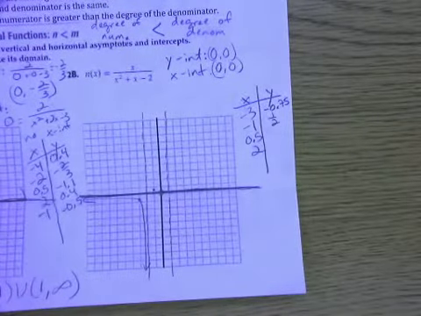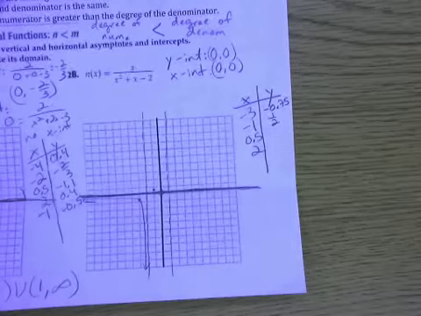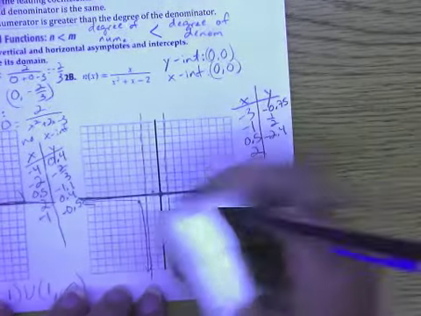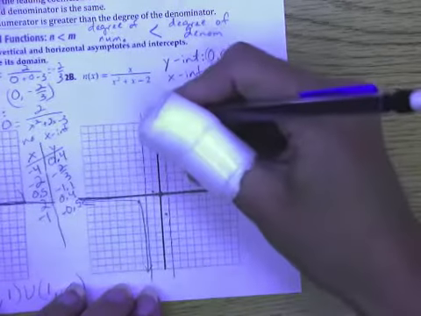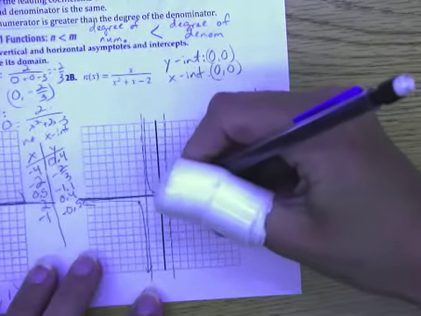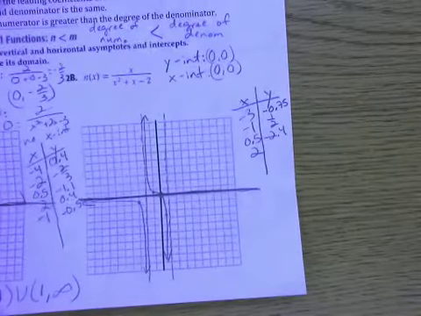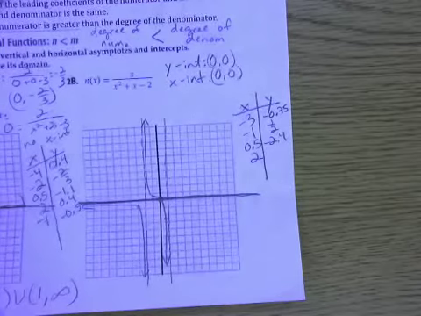So that's here. I know that it's crossing at 0, 0, but I don't know if it's bouncing back up or going through, so I'm going to plug in the 0.5. And that is -2.4. So that's about here. So I've got kind of almost an odd behavior going on between those asymptotes.